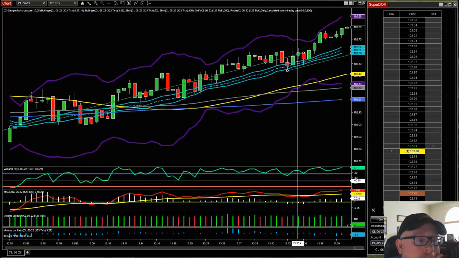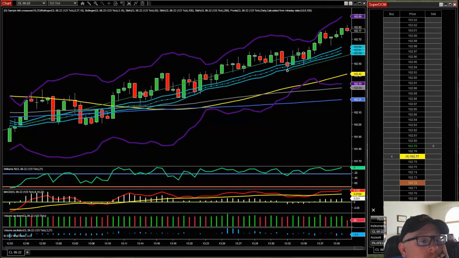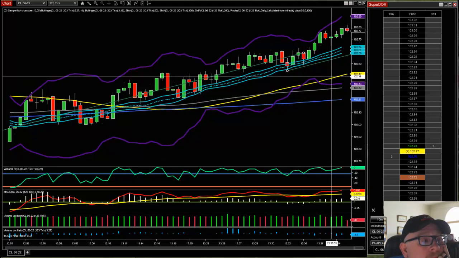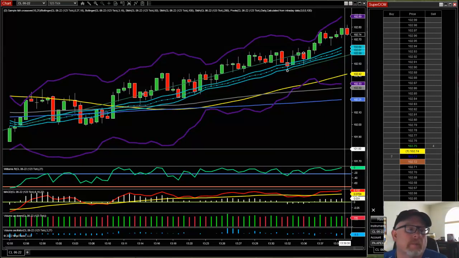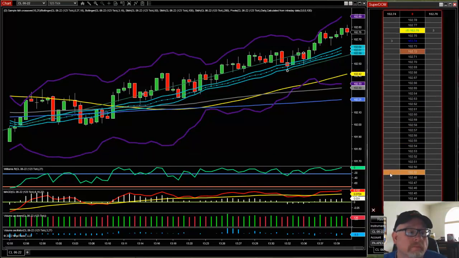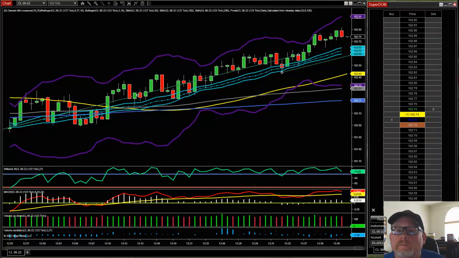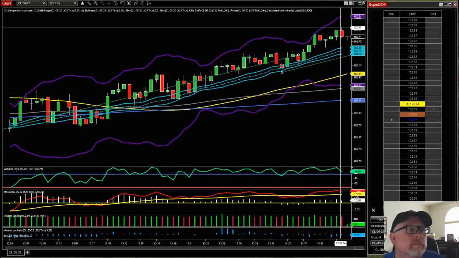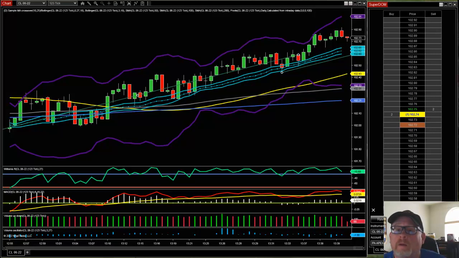Looks like it's holding. Order filled. Might be a short-lived funded account. $102 even on the down. What's the high right there? $102.82.